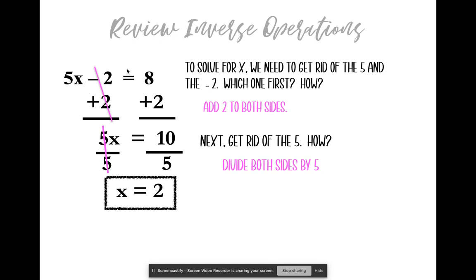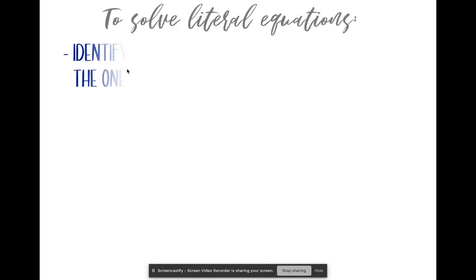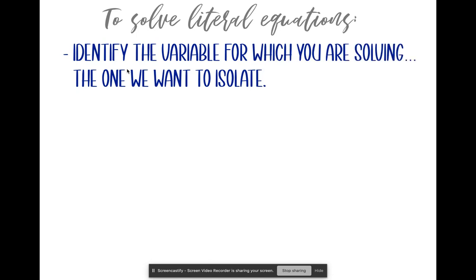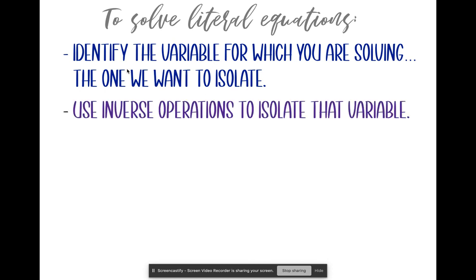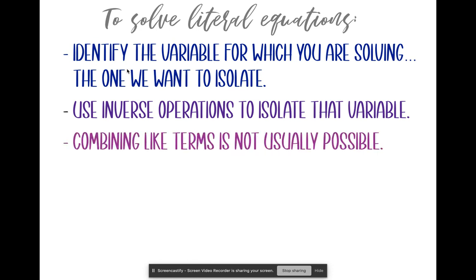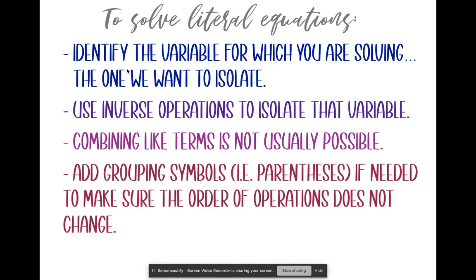That's going to be our goal when we are solving literal equations. We are first going to identify the variable for which we are solving. This is the one that we want to isolate. We're going to use the inverse operation to isolate that variable and get rid of all of the things we do not want. Combining like terms is not usually possible because you're going to be seeing that there are different variables that cannot be combined. And sometimes we will have to add grouping symbols like parentheses if needed to make sure that the order of operations does not change.